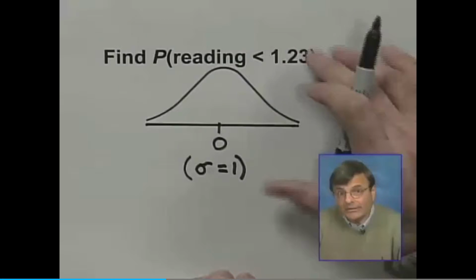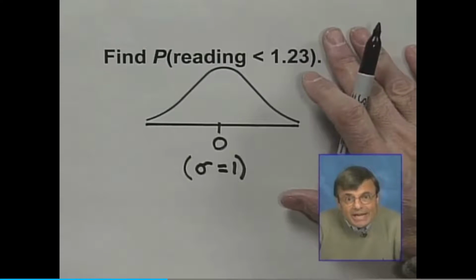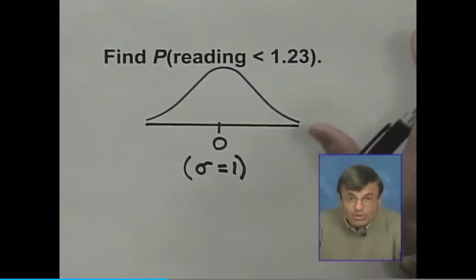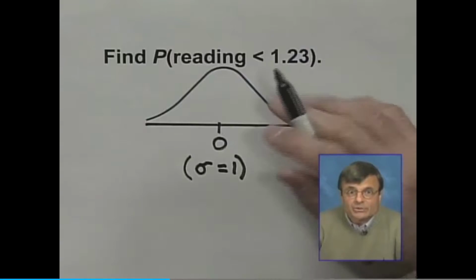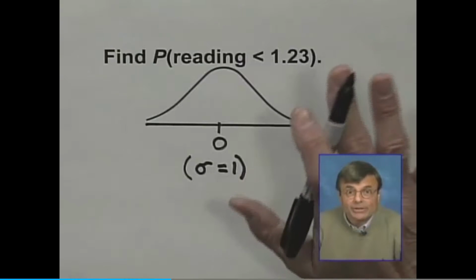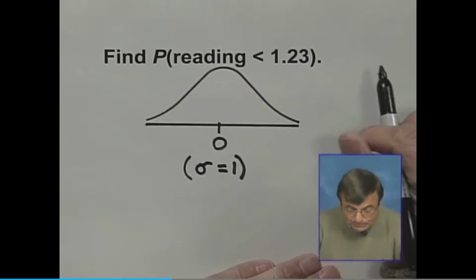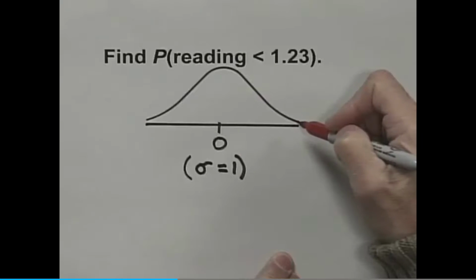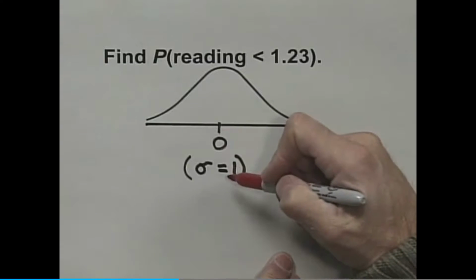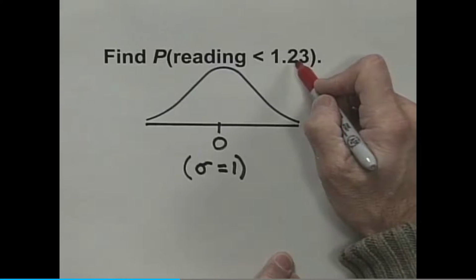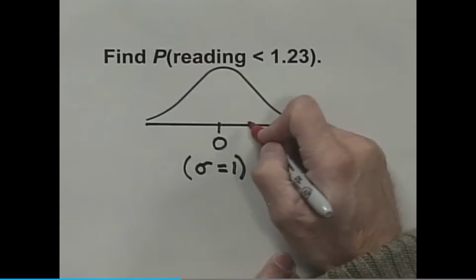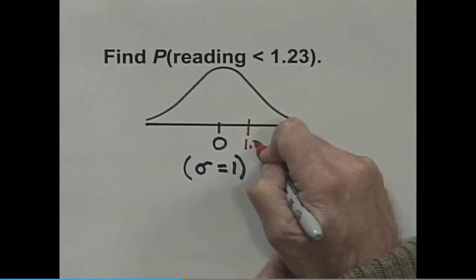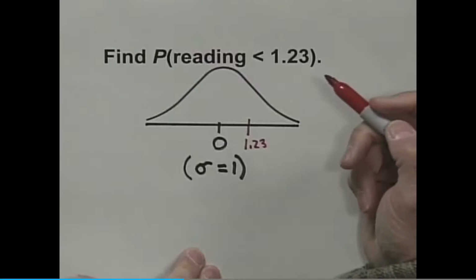And I highly recommend that when you solve the problems of this section, for every single problem, draw a graph like this one. It's a tremendous visual help to let you understand exactly what's happening. Now, in this case, I want the probability that a scientific thermometer will have a reading less than 1.23 degrees, given that these thermometers have a normal distribution with a mean of 0 and a standard deviation of 1. Well, 1.23 is off to the right here someplace. I'm going to indicate 1.23 being in that position.